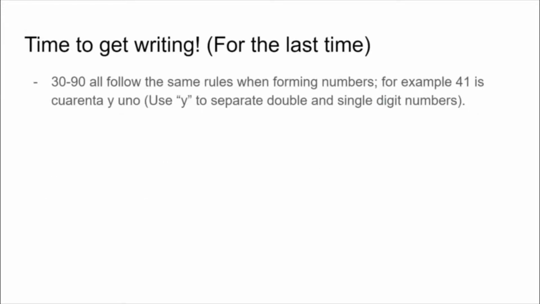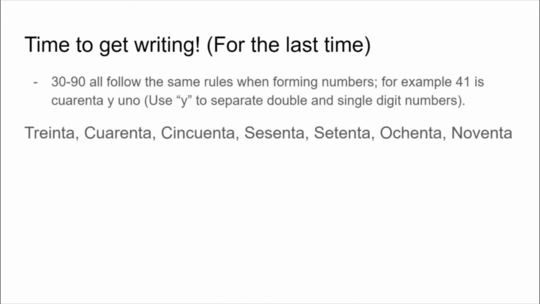Alright, 40 through 90 follow the same rules as 30. Simply write something like 41 to mean 41. Simply find the right double-digit and single-digit number in order to form whichever number you want. In Spanish, we have 30 through 90 as 30, 40, 50, 60, 70, 80, and 90. So I'll keep these on the board.